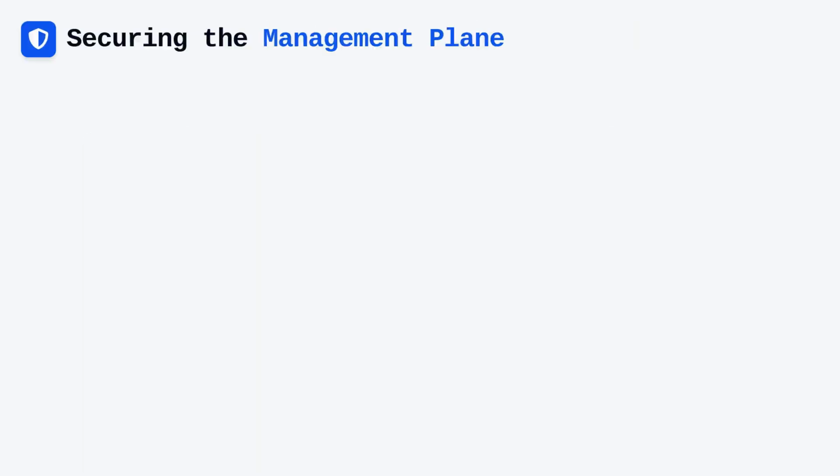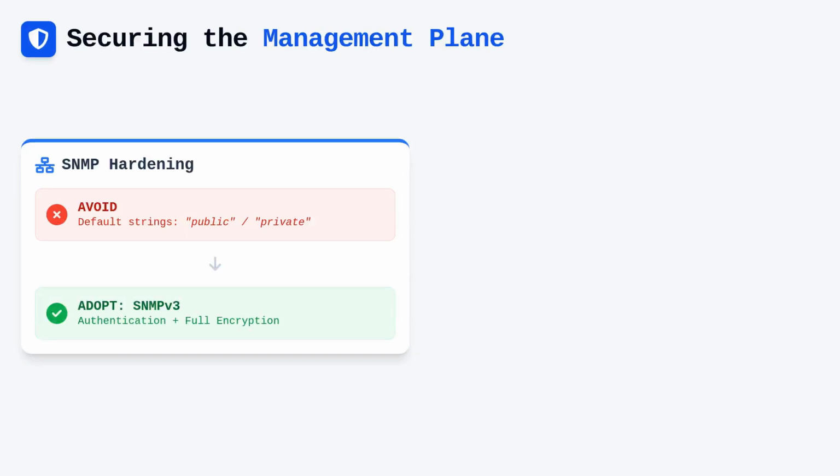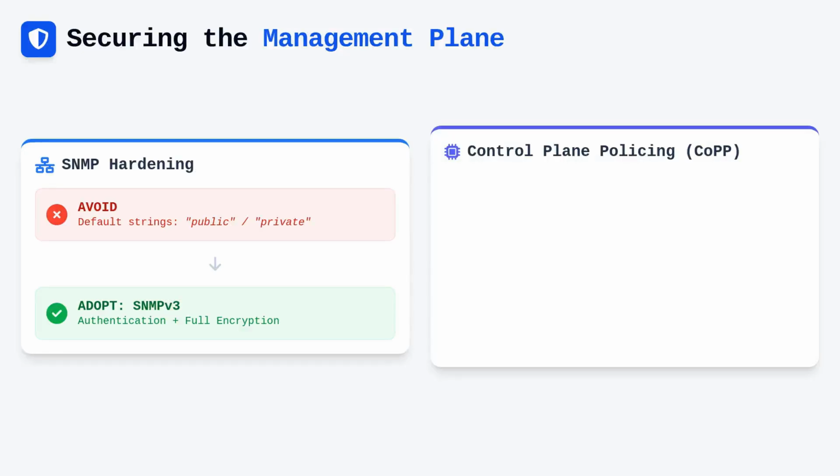Securing the management plane is equally vital, particularly regarding SNMP configurations, which are often mismanaged in production environments. You should strictly avoid using default community strings like public or private, opting instead for SNMP v3, which provides authentication and encryption. Beyond protocol security, implementing control plane policing, or CoPP, allows you to protect the CPU of your network devices from excessive traffic. Without CoPP, an attacker could potentially overwhelm the router's control plane with malicious packets, leading to a denial of service condition for the entire segment.